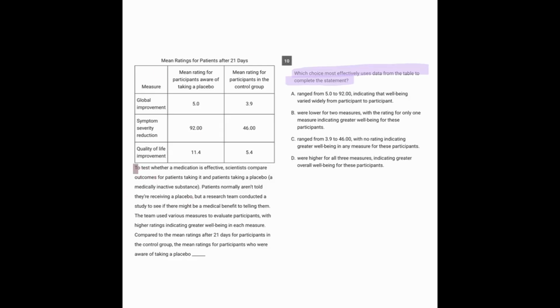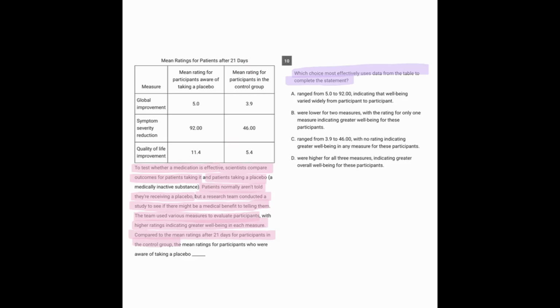So let's start. To test whether a medication is effective, scientists compare outcomes for patients taking it and patients taking a placebo, an inactive substance. Patients normally aren't told they're receiving a placebo, but a research team conducted a study to see if there might be a medical benefit to telling them. The team used various measures to evaluate participants, with higher ratings indicating greater well-being in each measure, compared to the mean ratings after 21 days for participants in the control group.